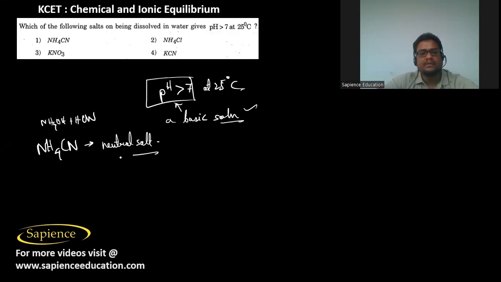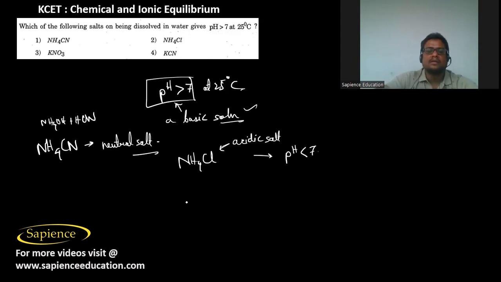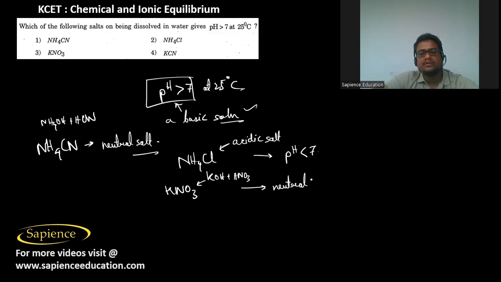And for NH4Cl, it is a salt of a weak base, which is NH4OH, and a strong acid, which is HCl. So it is an acidic salt. Since it is an acidic salt, here the pH value will be less than 7. And for KNO3 also, it is a salt of a strong base, which is KOH, and a strong acid, which is HNO3. So it is also a neutral salt. So here pH will be exactly equal to 7.